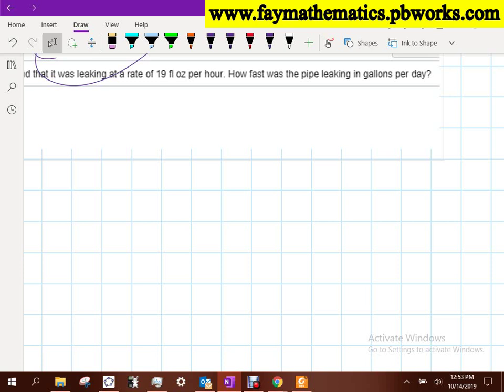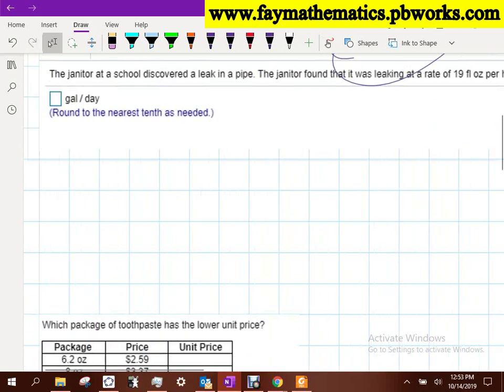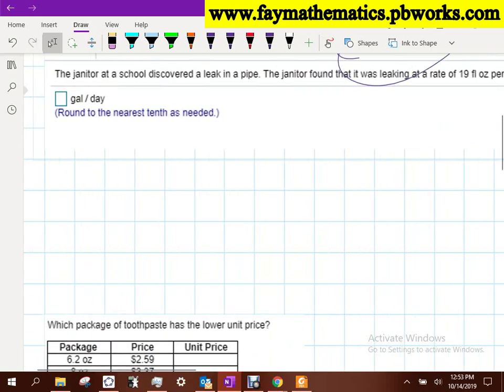Does that make sense? So now he can use that ratio to help him decide how many gallons he's going to be losing a day. And we'll talk about, when we get an answer here, how that information could help him. So he's saying 19 fluid ounces for every 1 hour. That's the ratio, the rate that they give us at the beginning. We want to see what that is equivalent to in gallons per day.